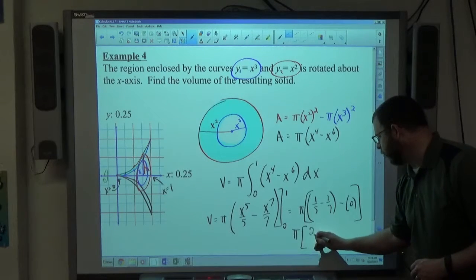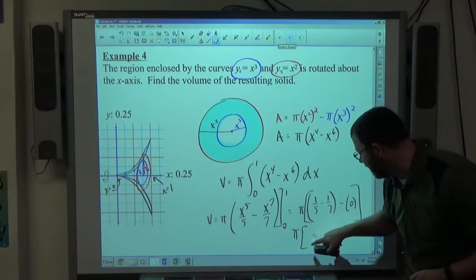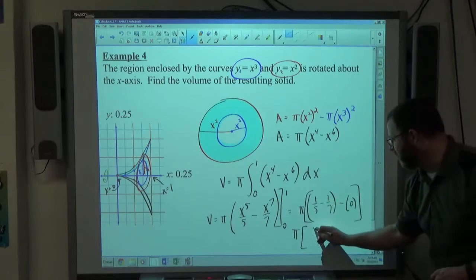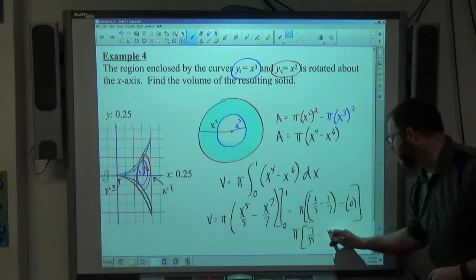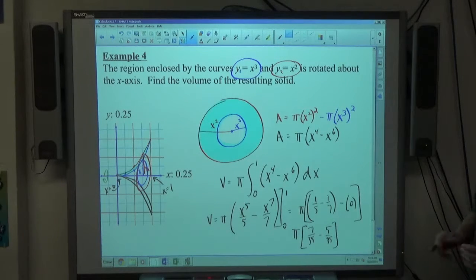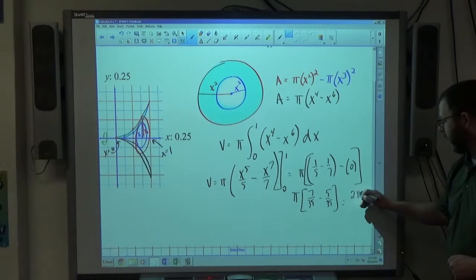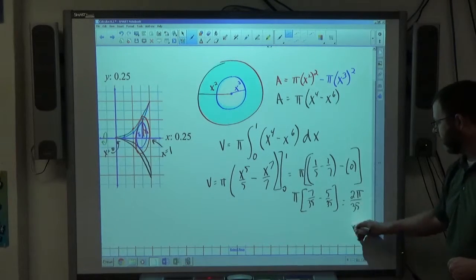That's just 2 over 30, no, that's not right. That's the final answer, but let me do it in pieces. This is just 7 over 35 minus 5 over 35. Have the denominator 35. So the final answer is just going to be 2 pi over 35 cubic units.